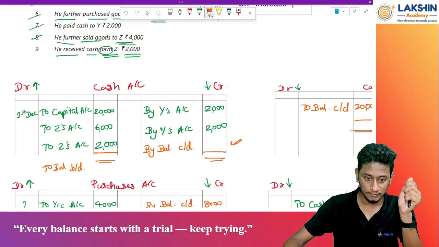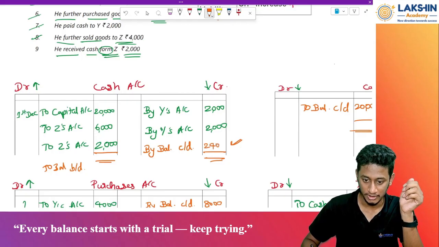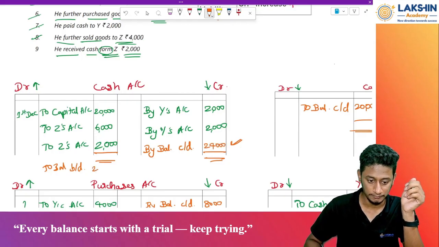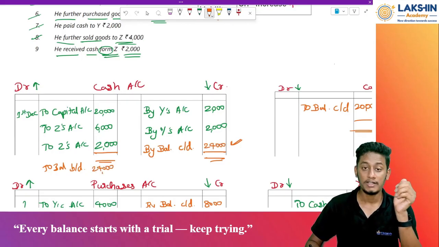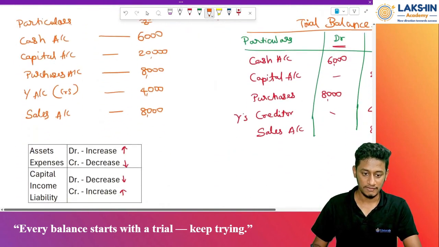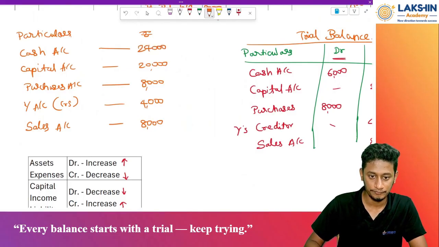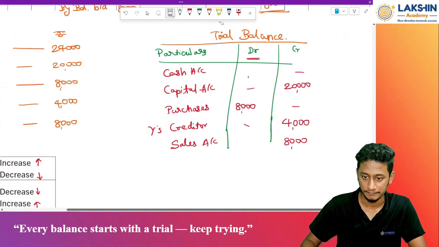So 20,000 plus 6,000 plus 2,000 minus 4,000. That would be 24,000. Okay, small error from my side. Sorry for that. So I just changed the balance here also. It is 24,000. And I will subsequently change it here also. It is 4,000.